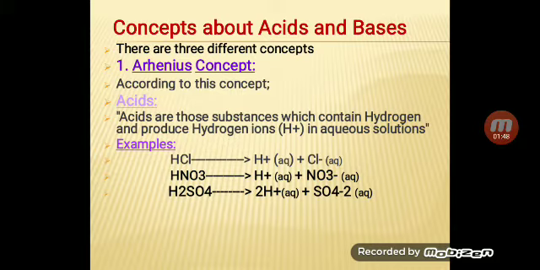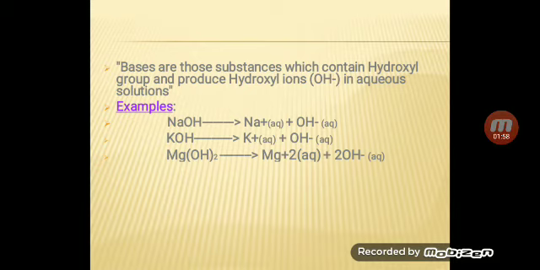These are examples of acids, because if we dissolve them in water, they give hydrogen ions in aqueous solution. That's why these are known as acids. While bases are those compounds which contain a hydroxyl group or produce hydroxyl ions in aqueous solutions. For example, sodium hydroxide, potassium hydroxide, magnesium hydroxide, ammonium hydroxide, lithium hydroxide are examples of bases because these contain a hydroxyl group. If we dissolve these in water, they give hydroxyl ions in aqueous solution.